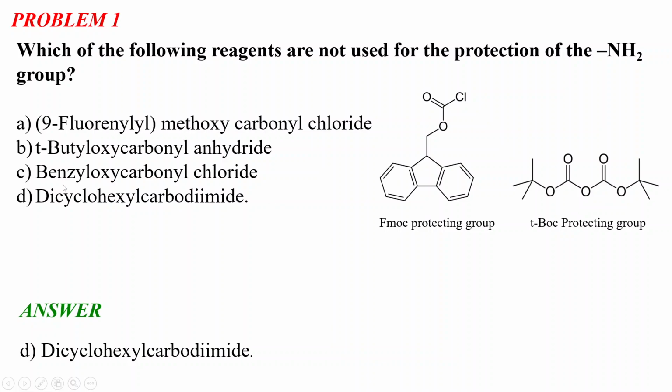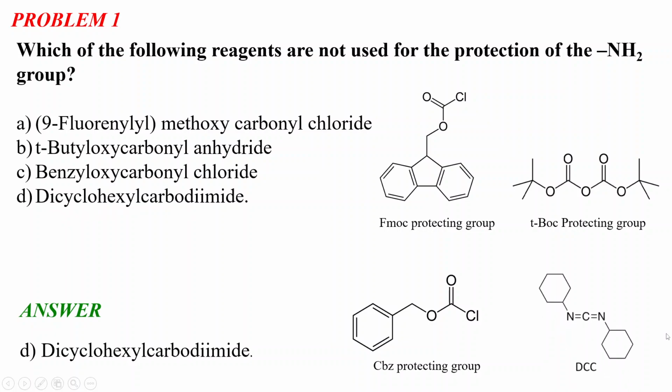Then option C says benzyloxycarbonyl chloride, and this is the structure of this benzyloxycarbonyl chloride, which is commonly known as the CBZ protecting group. And the last, which is our answer, dicyclohexyl carbodiimide, is the very well known DCC reagent. It is not used for the protection of the amine group.